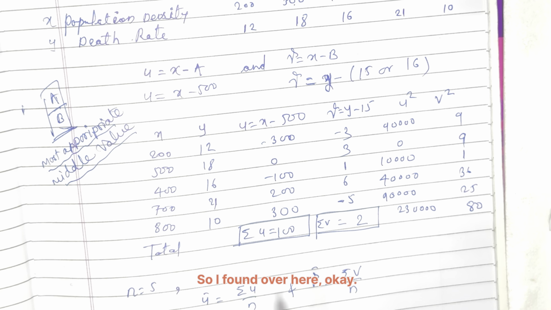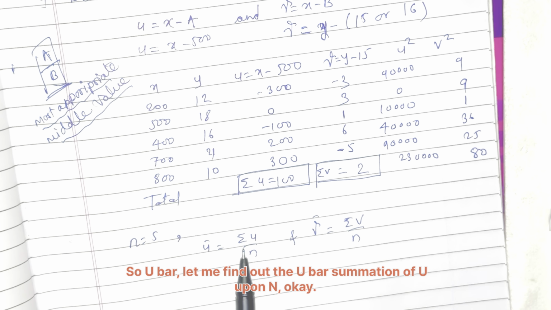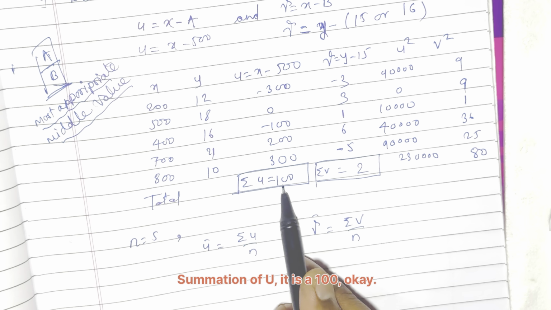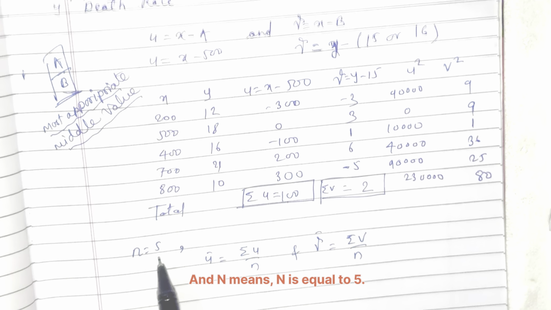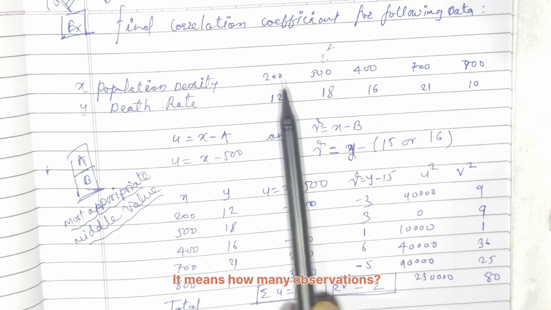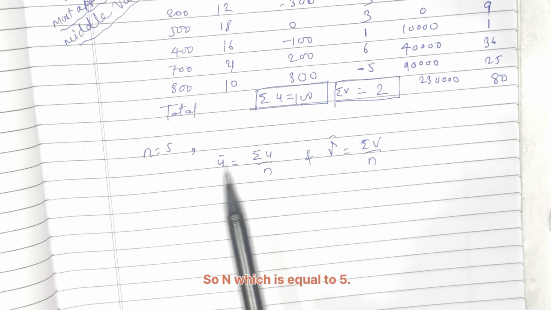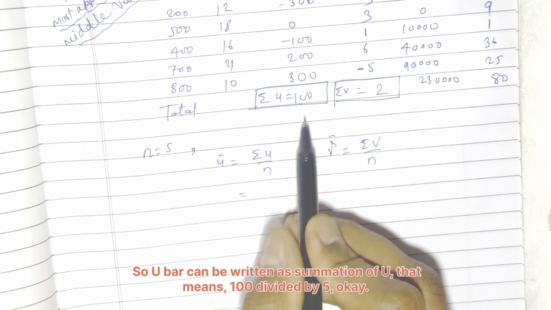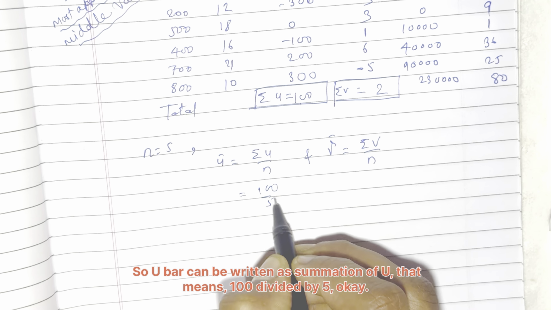Let me find u bar, which is summation of u upon n. Summation of u is 100, and n is 5, meaning the number of observations: 1, 2, 3, 4, 5. So u bar is summation of u, that is 100, divided by 5.